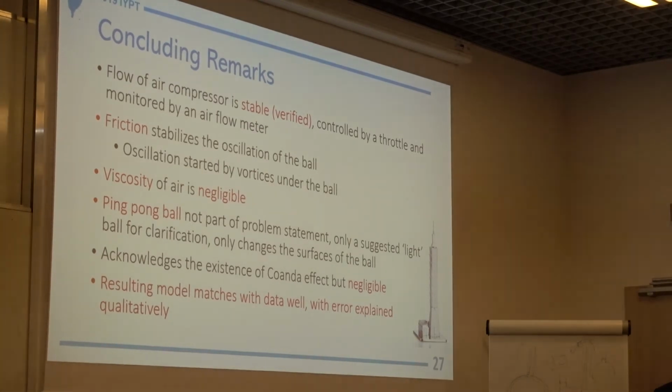And the flow of the compressor will be stable, and we have verified it from the experiment. It will be controlled at the throttle and the airflow meter, and we're using an airflow meter to determine that the flow rate from the air compressor will be stable. And the friction will stabilize the oscillation of the vortex, and the vortex will cause the oscillation of the ball. And the oscillation of the ball will affect the direction of the friction that acts on the ball.